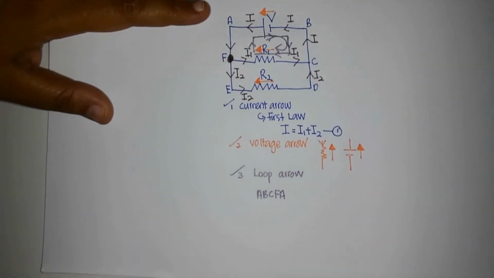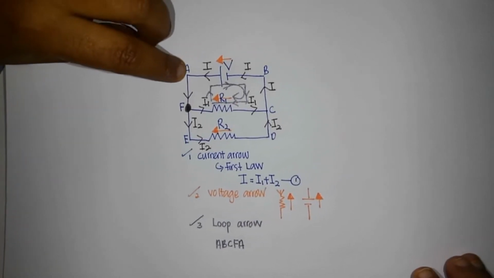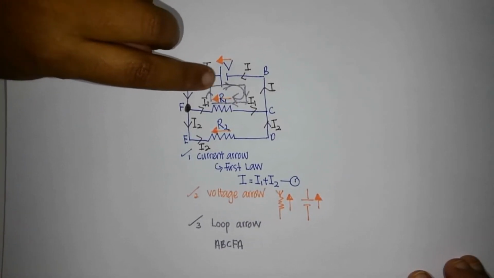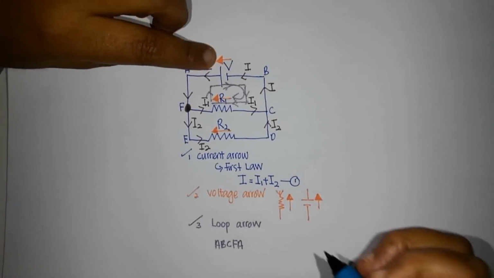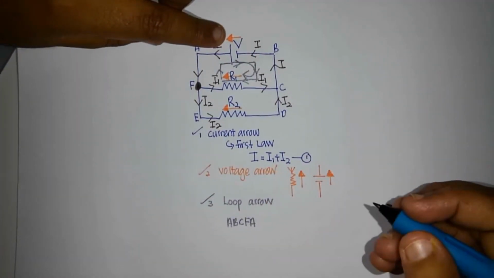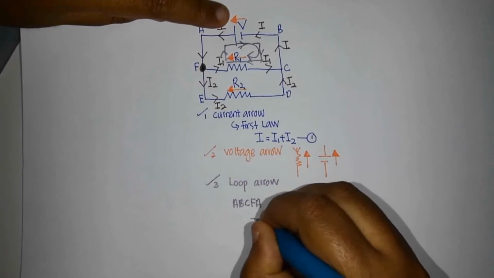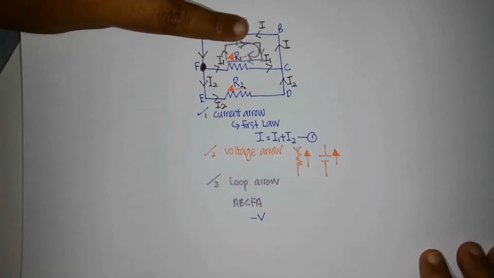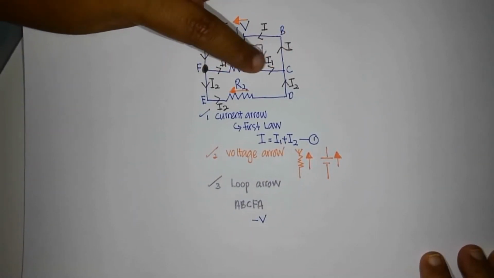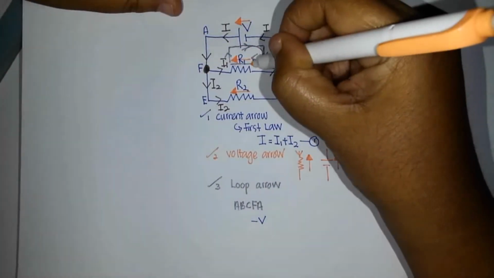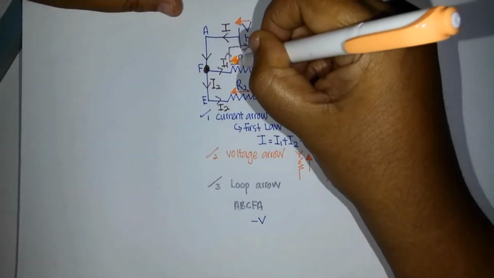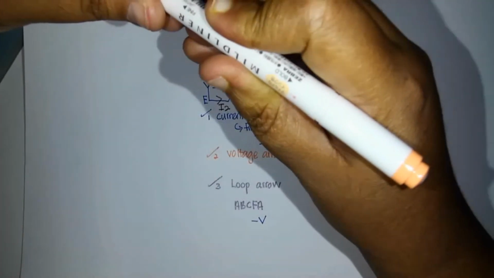Right, so let's start from A. So A, B, I go to B. So I'm going against the voltage arrow, so what I should do is it will be negative. Then I flow here, I flow here, I flow here. I will notice that the direction of my loop arrow and my voltage arrow is the same.